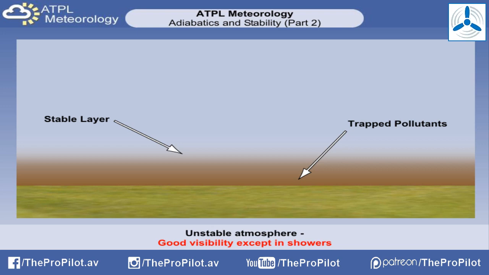With a stable atmosphere, there's little vertical movement of air. We find that airborne pollutants tend to stick in the layer where they are initially introduced. As the Earth's surface is the source of most pollutants, the visibility low down in the atmosphere is often moderate to poor in a stable air mass.